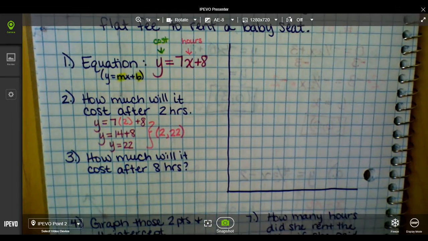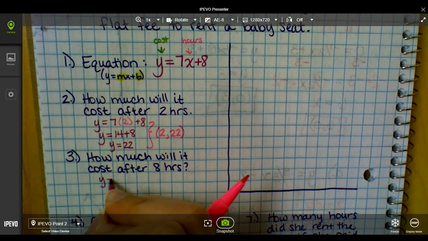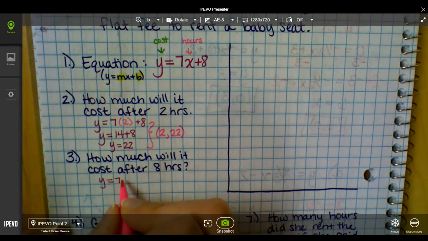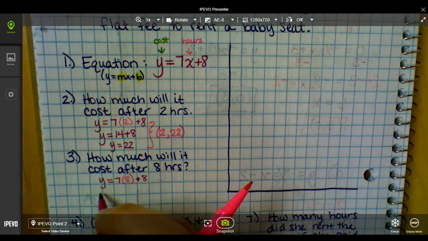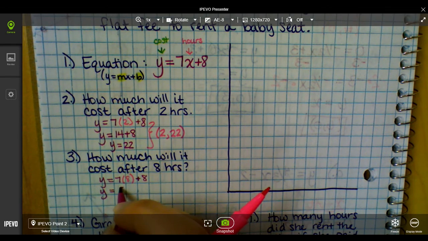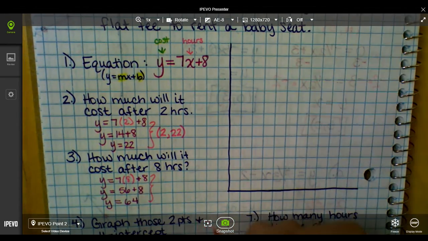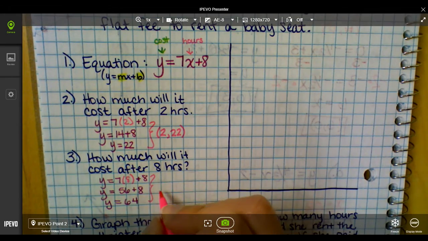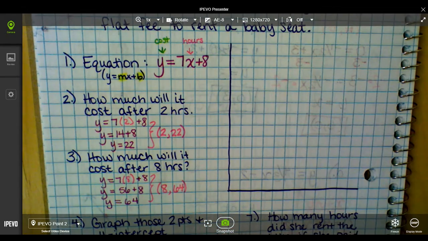Same thing over here. How much will it cost after 8 hours? We're going to do the same exact thing, but now we're plugging in 8 for X. And 7 times 8 is 56 plus 8. 56 plus 8 is 64. So again, I'm going to write it down as a point because that's just going to help me. So after 8 hours, when X was 8, she paid $64, or you got 64 out for Y.